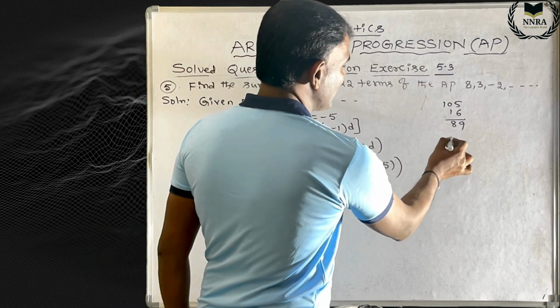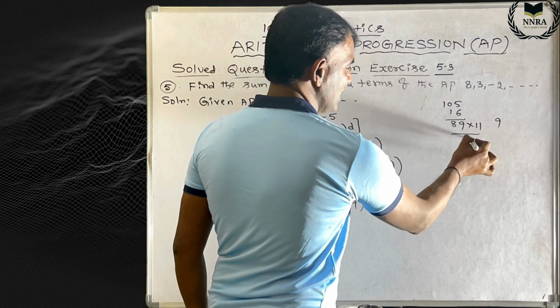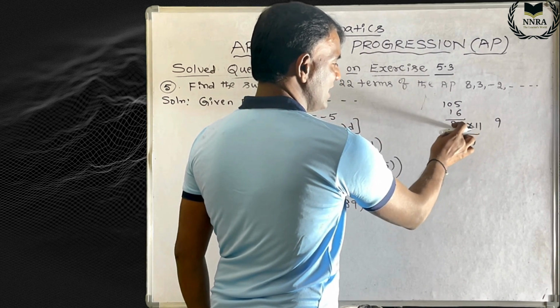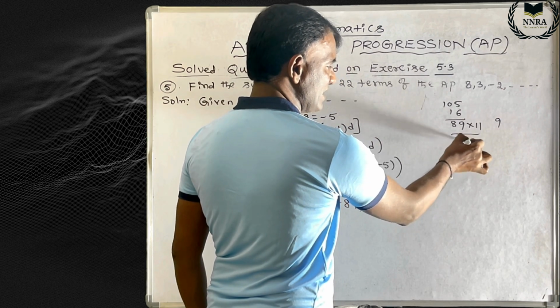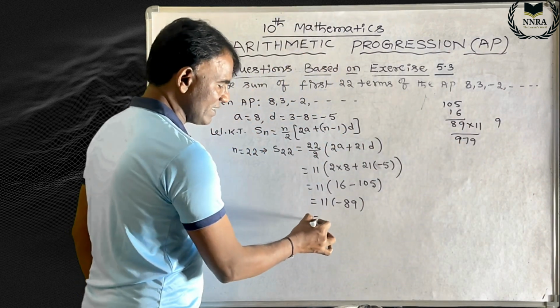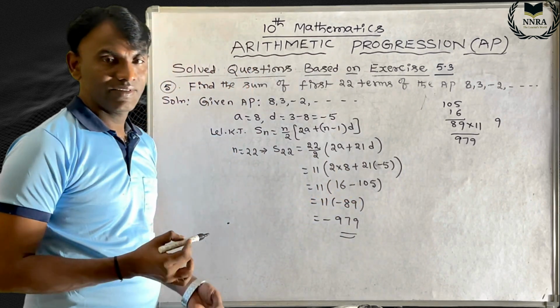Now what is the value of 89 into 11? 11 times 9 is 99. Then 88, plus 2 is 90, plus 7 is 97. So plus into minus is minus, so minus 979 is the answer.